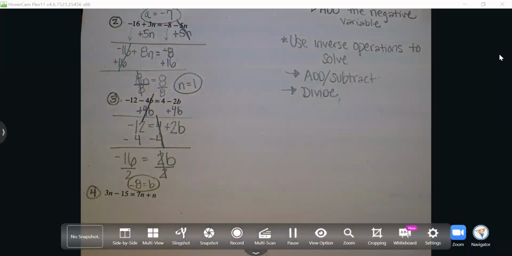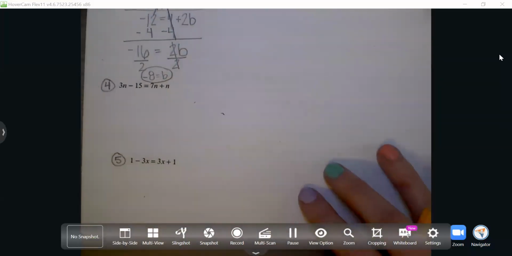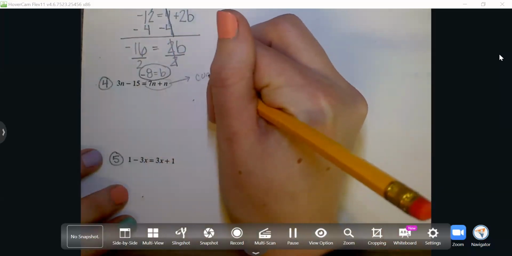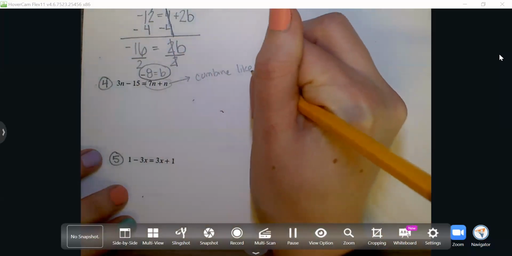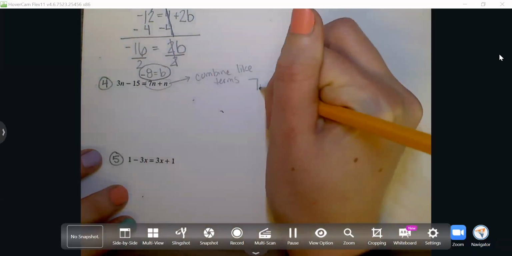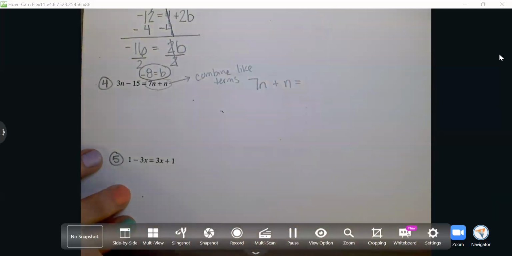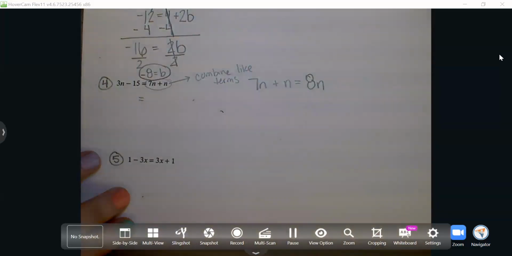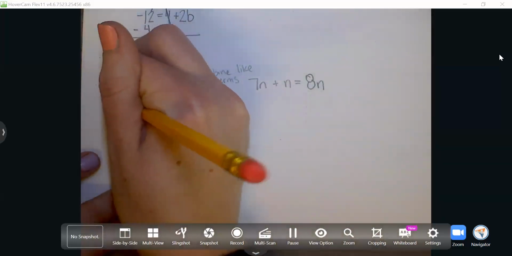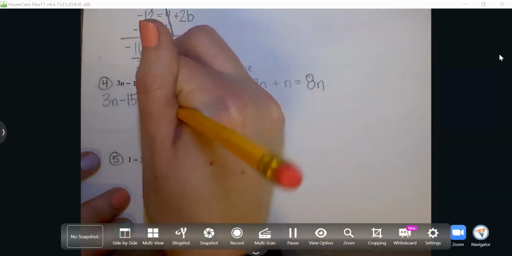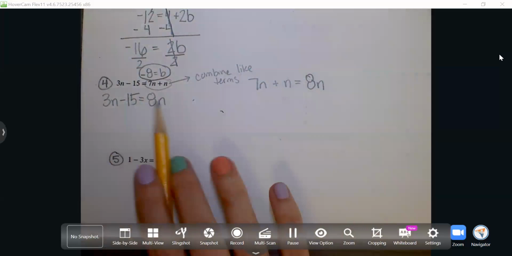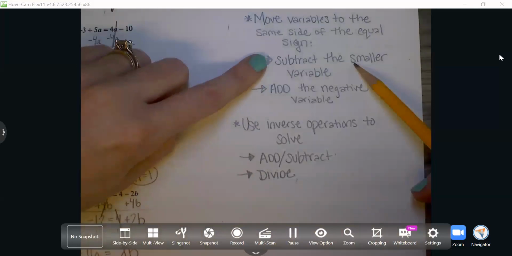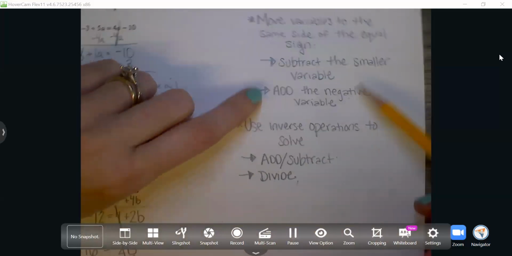I'm going to start number 4 for you, but then you should be able to finish 4 and 5 on your own. This 7n and this n, we're going to do something called combining like terms. 7n plus another n gives me a total of 8n's. So this equation I'm going to solve is 3n minus 15 equals 8n. And now I have n on both sides. If I want to move them to the same side, I either subtract the smaller variable or add the negative variable.